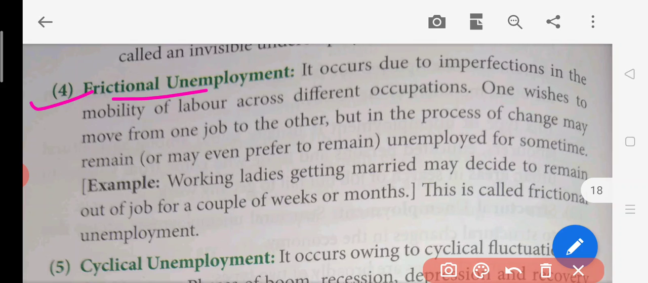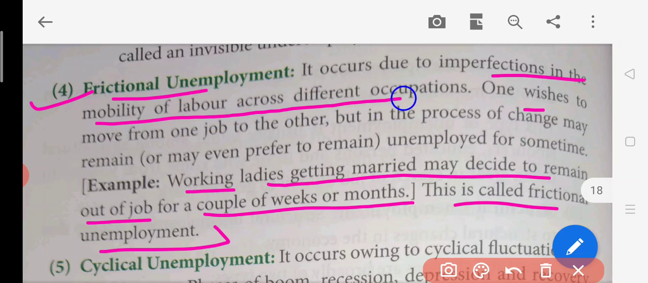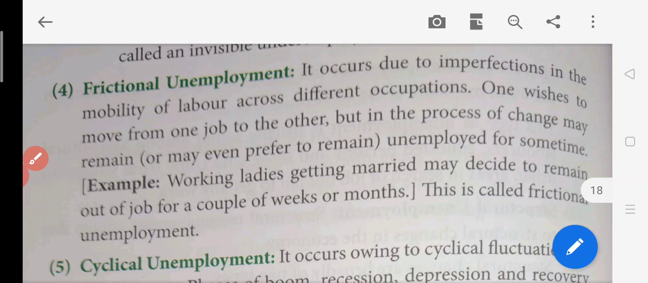Okay. Now the example they are giving here is, working ladies getting married may decide to remain out of the job for a couple of weeks or months. This is also called frictional. So you are working but you are simply sitting idle for some time and not going to work. This is called frictional unemployment. It occurs due to the imperfection in the mobility of laborers across different occupations. So whenever an employee tries to move from one job to another, he remains idle. Here it is written that one wishes to move from one job to another. Same thing I was telling you, so it is called frictional.